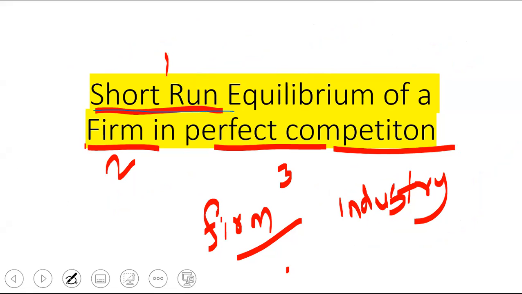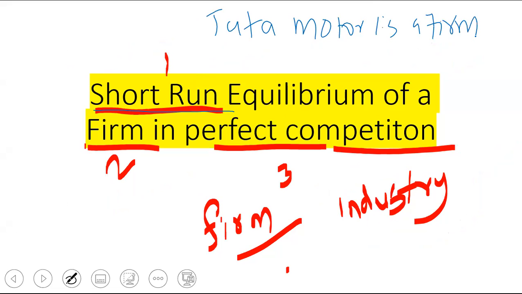Now look, Tata Motors is an example of a firm. Tata Motors is a firm. It is a single company, it makes cars. Tata Motors, that is an example of a firm. The same thing, how will I say it for an industry? Automobile industry.